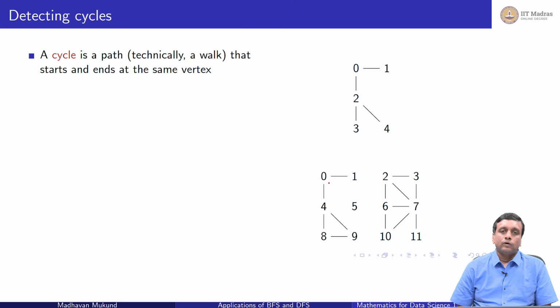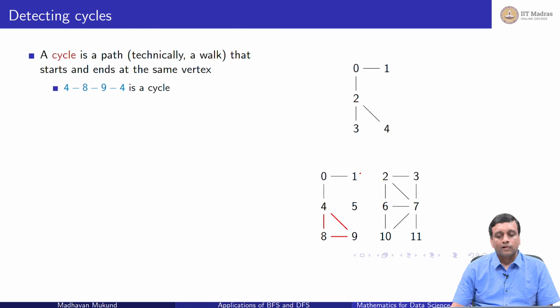So related to breadth first search and depth first search is also the idea of a cycle, right? So a cycle, as you could imagine, is something which is circular, right? So a cycle in a graph is a path which starts at some vertex and then comes back to that same vertex. So remember that we said technically that a path does not repeat vertices. So technically this is a walk, right? Because we start at a vertex, traverse some edges and come back to the same vertex. So if you look at the bottom graph, for instance, 4, then 8, then 9 and then back to 4. So this is a cycle.